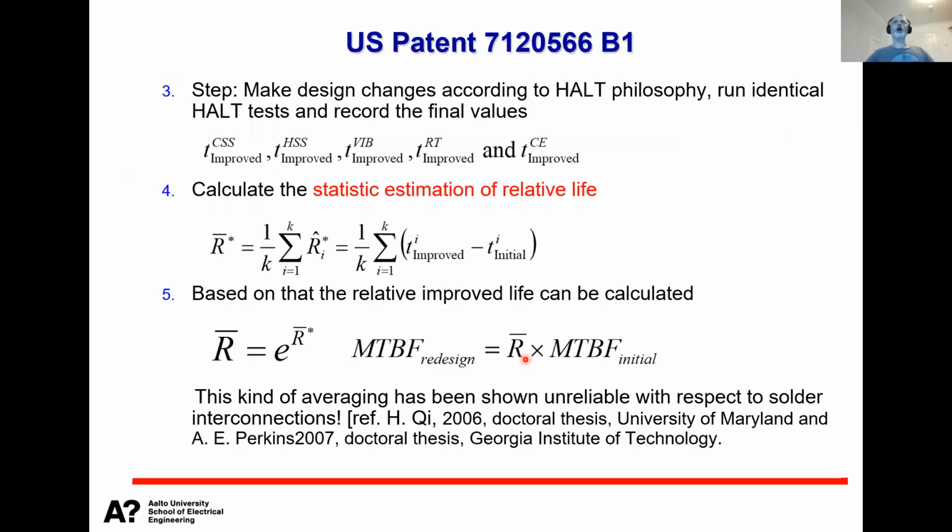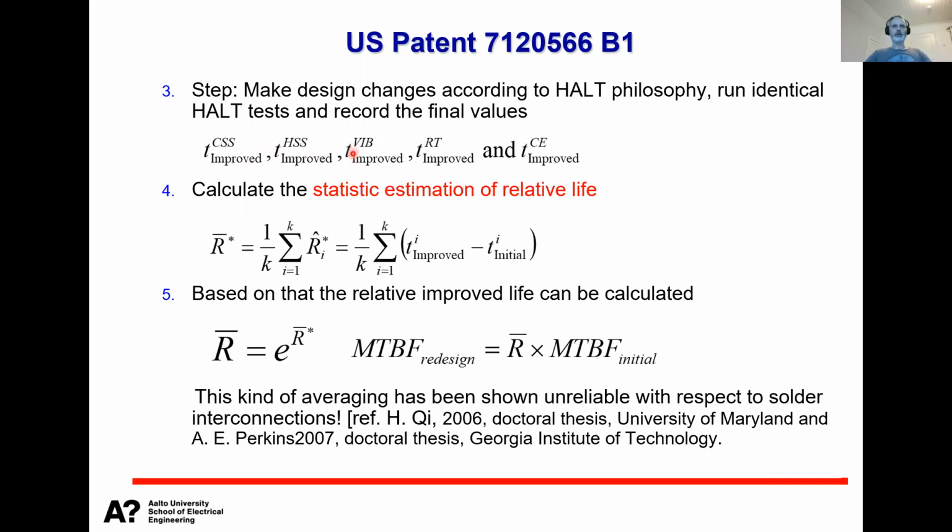Then you do the normal corrective actions. So you continue all these tests and you make the corrections, you change the components, you change the layout, you improve the mechanical robustness by using some dampers or using some adhesives or whatever. So you do the corrective actions. And then what you do is you record the final numbers. So this T subscript improved means the final number you end up with after the corrective actions.